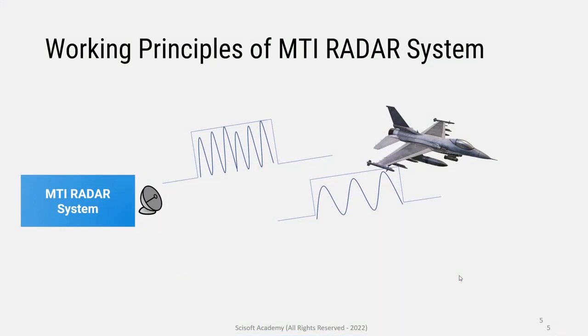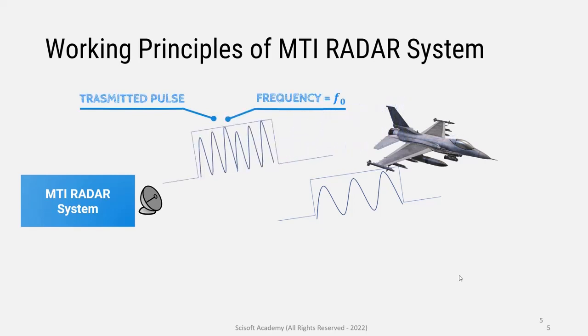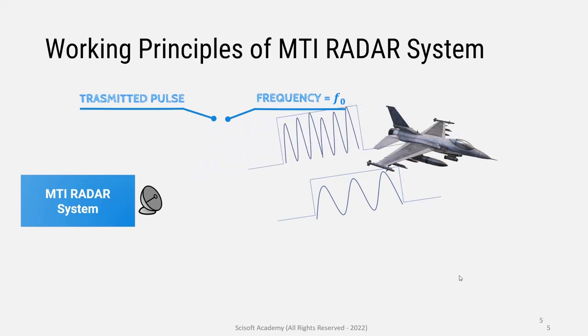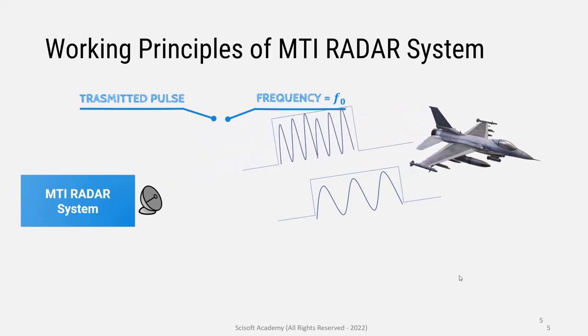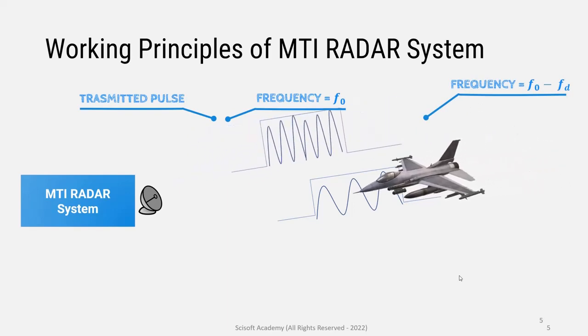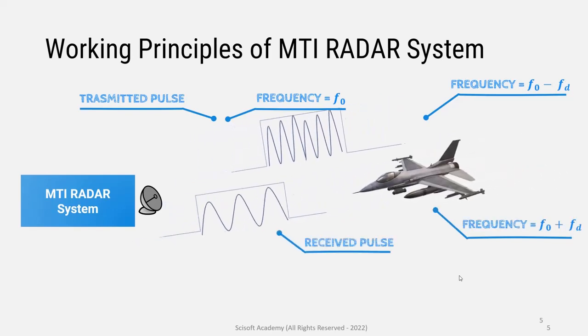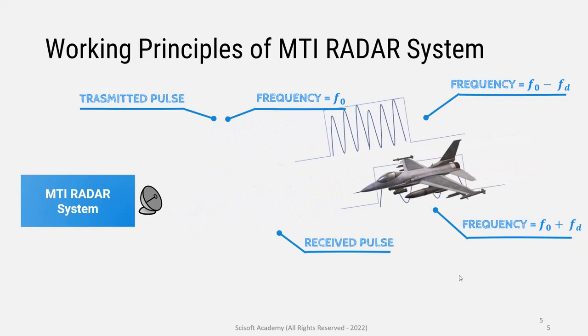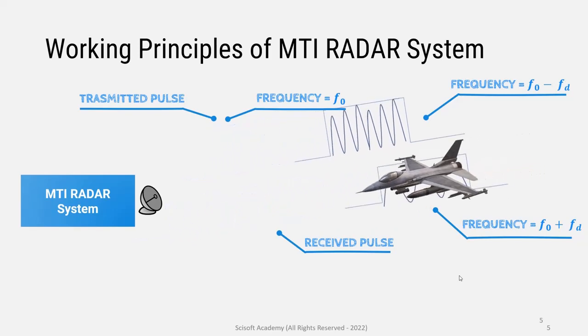In the MTI radar system, let's say we are generating continuous pulses into airspace, and suppose our target is moving away from the antenna. Let's assume that we are transmitting frequency f0. Then if our target is going away from the antenna, the reflected pulses are going to have a frequency of f0 minus fd. Here fd is the drift frequency. The drift frequency is because of the velocity of the object, the drift happening due to the target movement.